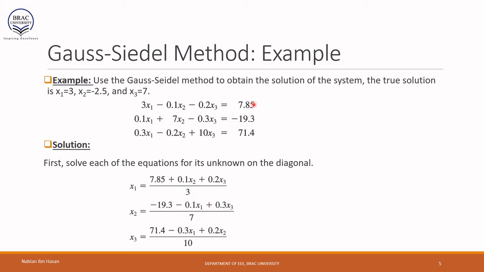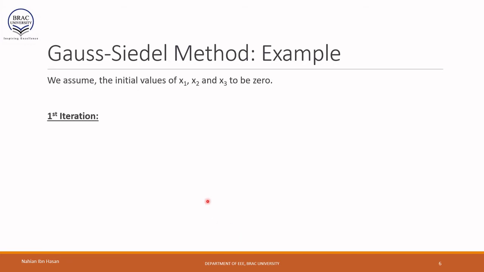So we convert these three equations algebraically. From the first equation, we determine x1 in terms of x2 and x3. From the second equation, we determine x2 in terms of x1 and x3. And from the third equation, we determine x3 in terms of x1 and x2. In the first iteration, we first assume that the initial values of all the unknown variables are 0.